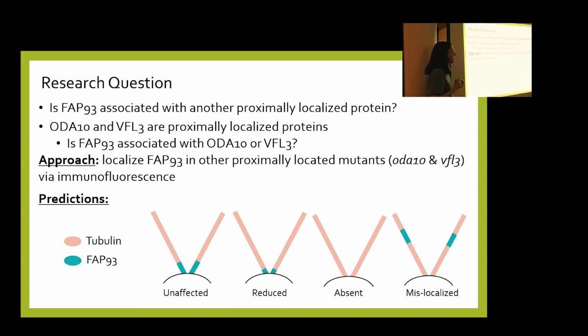One way to answer this question is to localize FAP93 in a mutant that is missing either OTA10 or VFL3. Some predictions from that experiment are shown here, where once again FAP93 is shown in teal. The cell type is an OTA10 mutant that has no OTA10, or a VFL3 mutant that has no VFL3. What I could see is that FAP93 could be totally unaffected, or FAP93 could be reduced, absent entirely, or mislocalized to another part of the axoneme.